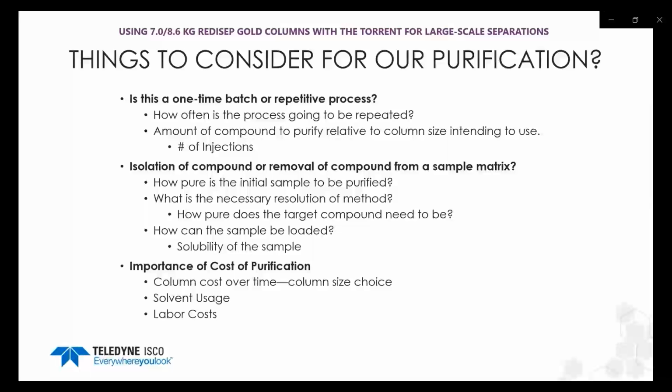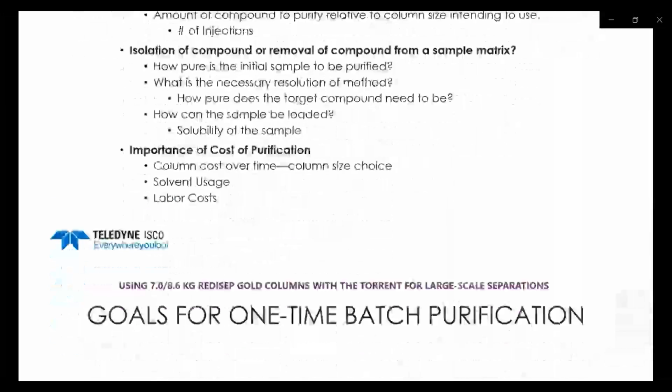The ultimate factor in a lot of our decisions is probably the cost of the purification. So, column cost over time. Are we reusing a column? Do we want to do one large-scale separation, or do we want to do multiple small-scale separations on a smaller column? If we're doing a reverse phase, maybe the column cost is a little bit more expensive. And then obviously solvent usage is going to be a big consideration. That's going to be the bulk of the cost with larger separations. And then finally, what are your labor costs for processing the sample, and how many injections you're doing and setting up each injection.